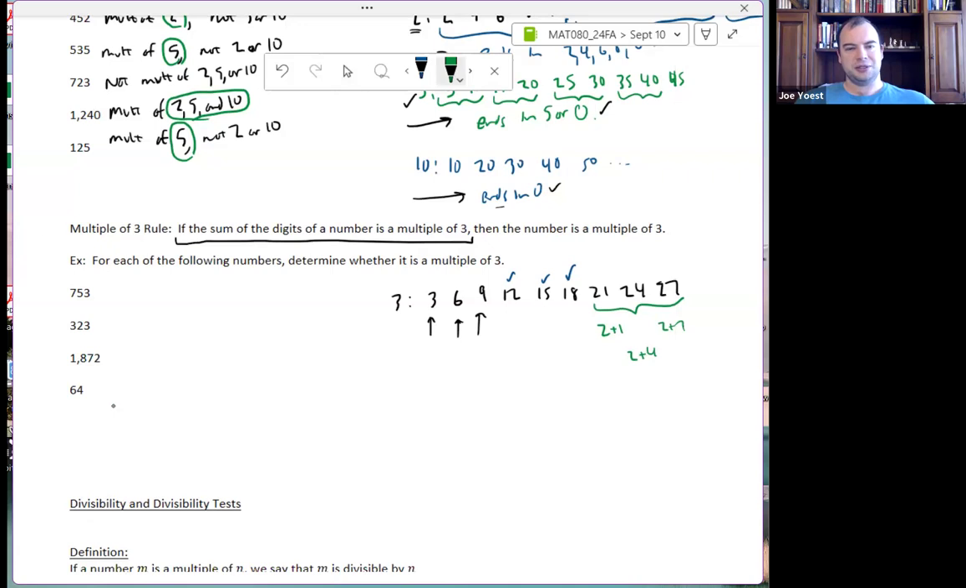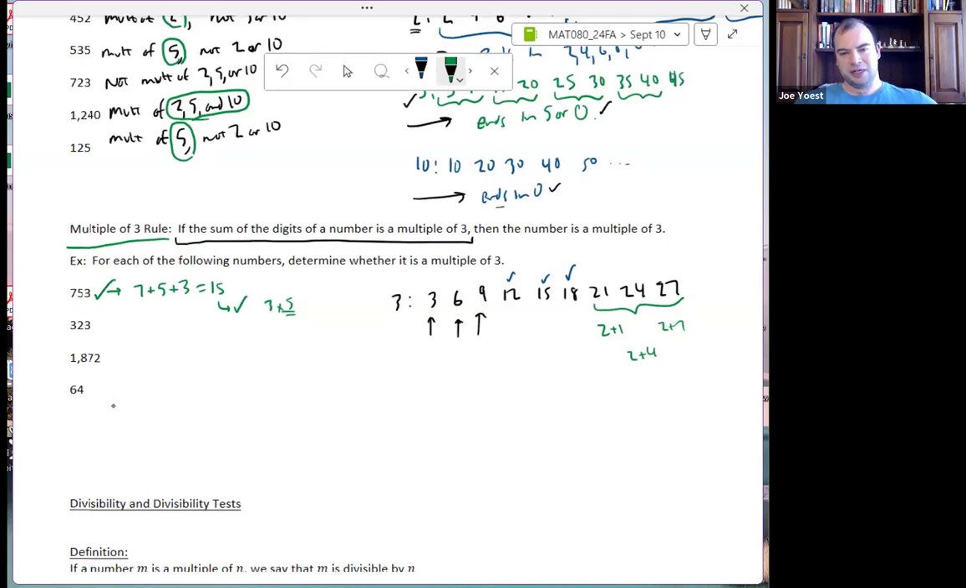So I'm going to use this test, this rule, or this property of the multiples of 3 on 753. Again, it's a big enough number that I don't just know right away whether it is or is not. So I add its digits. 7 plus 5 is 12, plus 3 is 15. And 15 is a multiple of 3. It's 3 times 5. Since the sum of the digits is a multiple of 3, 753 is a multiple of 3.